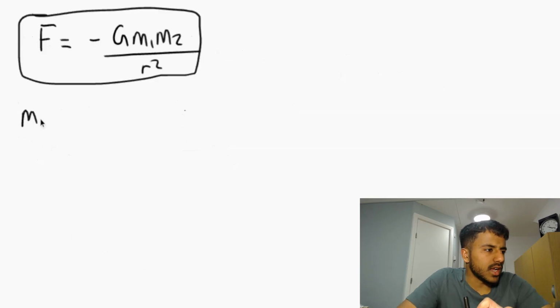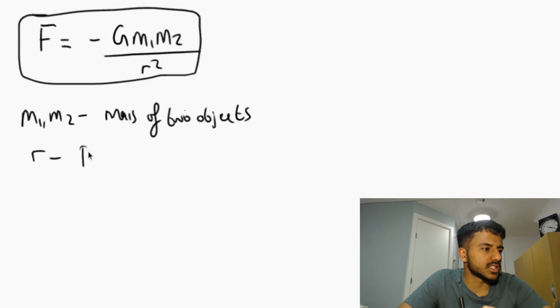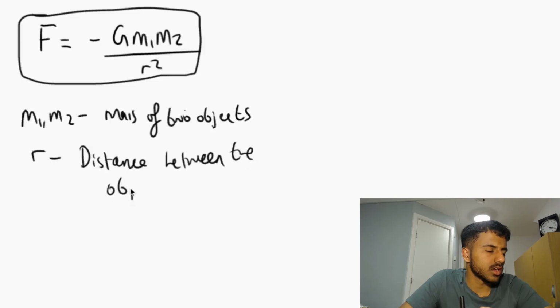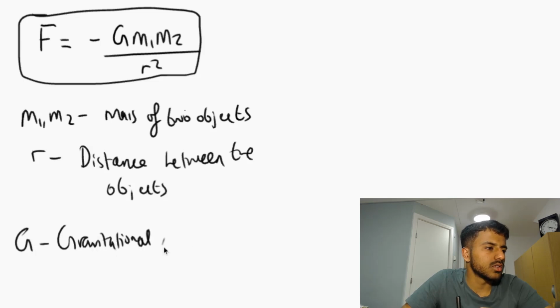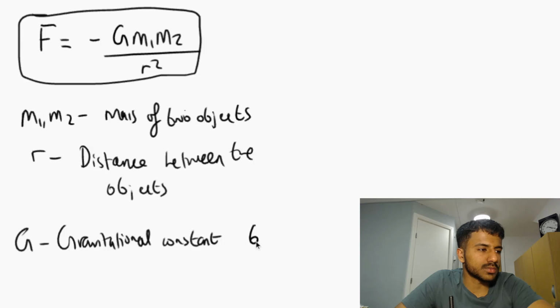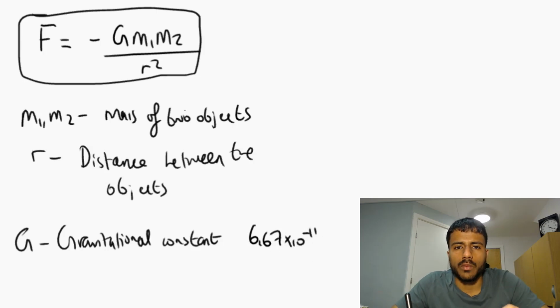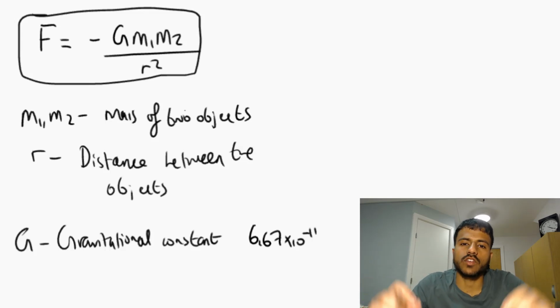Now m1 and m2 represent the mass of the two objects, r represents the distance between the two objects, and G is the gravitational constant, and it has a value of around 6.67 times 10 to the minus 11. Now this number is very small because the gravitational force is much weaker than all the other three fundamental forces.